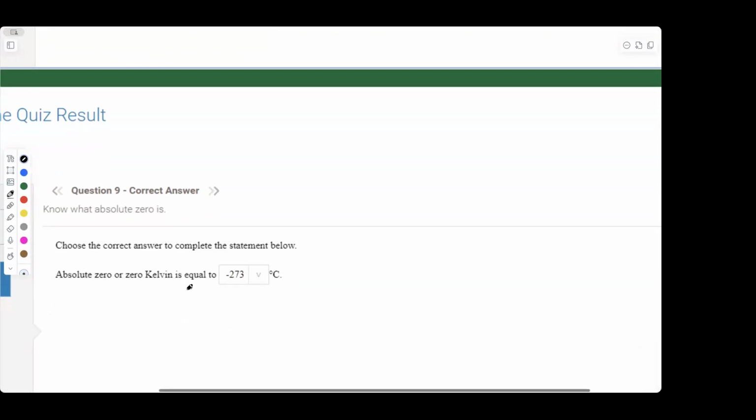Absolute zero, or 0 Kelvin, is equal to minus 273 degrees Celsius. If I want to change Celsius into Kelvin, I have to add 273 degrees.